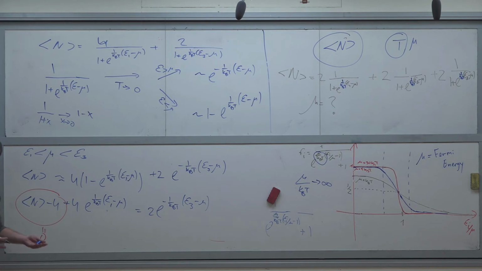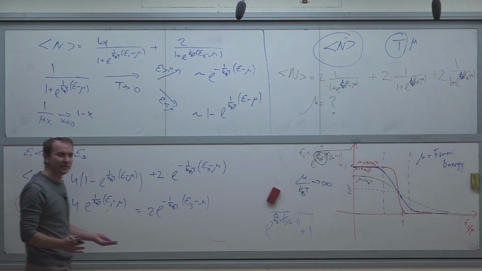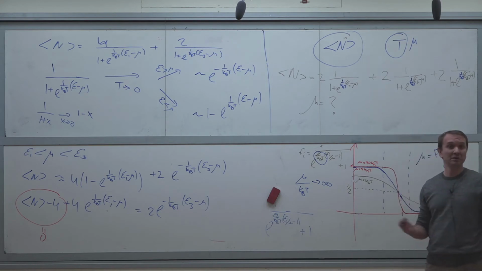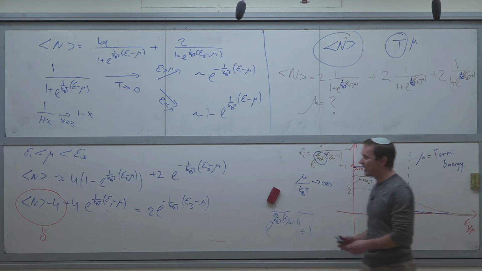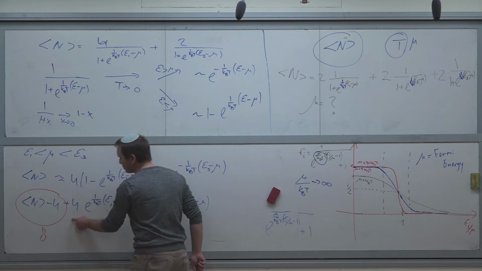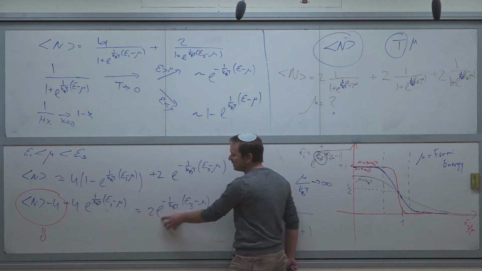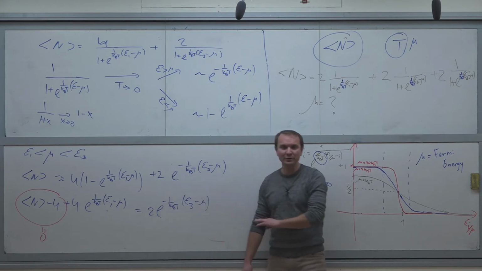Why? Because I can solve it. Okay? That's it. I cannot solve it if I had an average number of particles 3.5. I don't know how to solve this equation where I have 0.5 plus 4 multiplied by exponential of something equals to 2 exponential minus something. I don't know how to solve it, and nobody can.